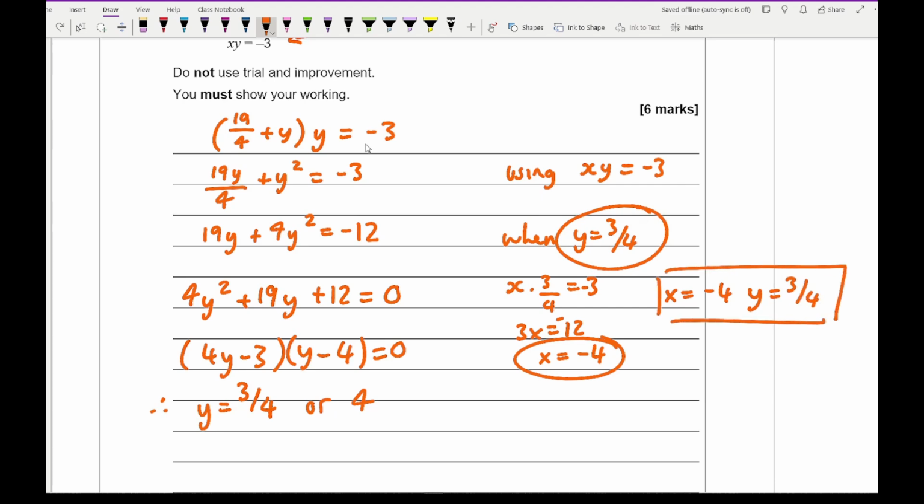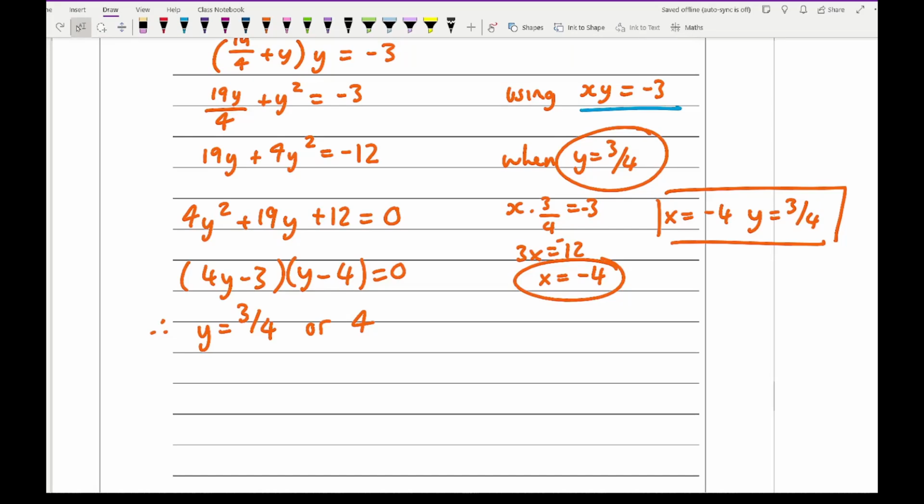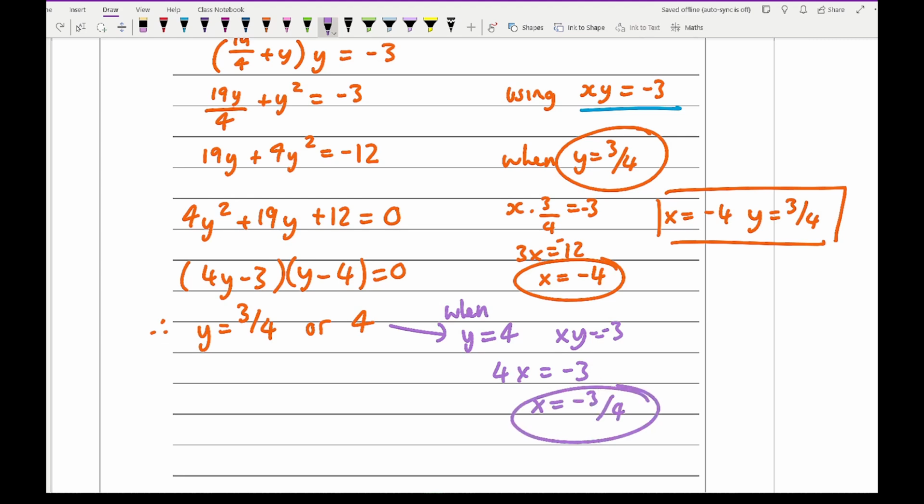And then using our second value, so when y equals 4, we're using xy equals minus 3 again. So here I'm going to end up with 4x equals minus 3, so x is going to equal minus 3/4. So there is my second coordinate. So when x equals minus 3 over 4, y equals 4. And there are my two sets of coordinates.